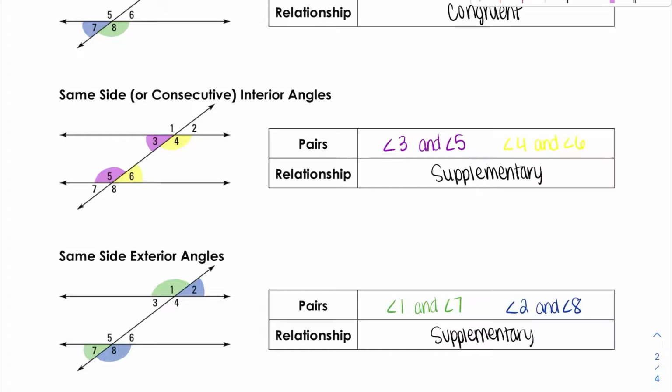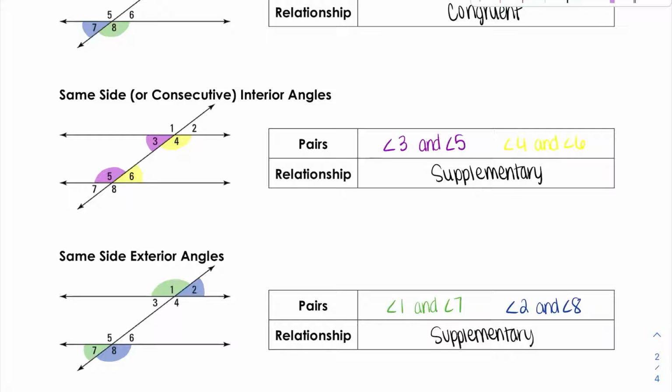And finally, same side exterior angles. These are angles that are on the same side of the transversal, but both outside the parallel lines. The pairs of same side exterior angles are 1 and 7 and 2 and 8.